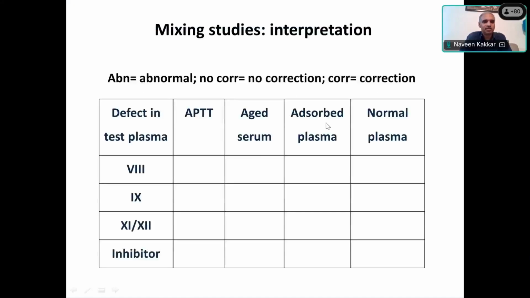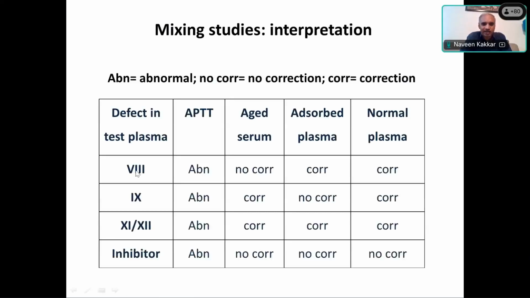So this table will give you the corrections for whichever factor. Let's look at factor 8 deficiency first. The patient's aPTT will be abnormal. With aged serum, there is no correction. With adsorbed plasma, there is correction because adsorbed plasma can supply 8. And obviously with control plasma, there was correction. With factor 9, it turns opposite: no correction with adsorbed plasma, but it corrects with aged serum, which has factor 9. With 11 or 12 deficiency, the aPTT was abnormal, but it will correct with everything because they have everything. If it is an inhibitor, obviously, no correction. So am I clear with the mixing studies?